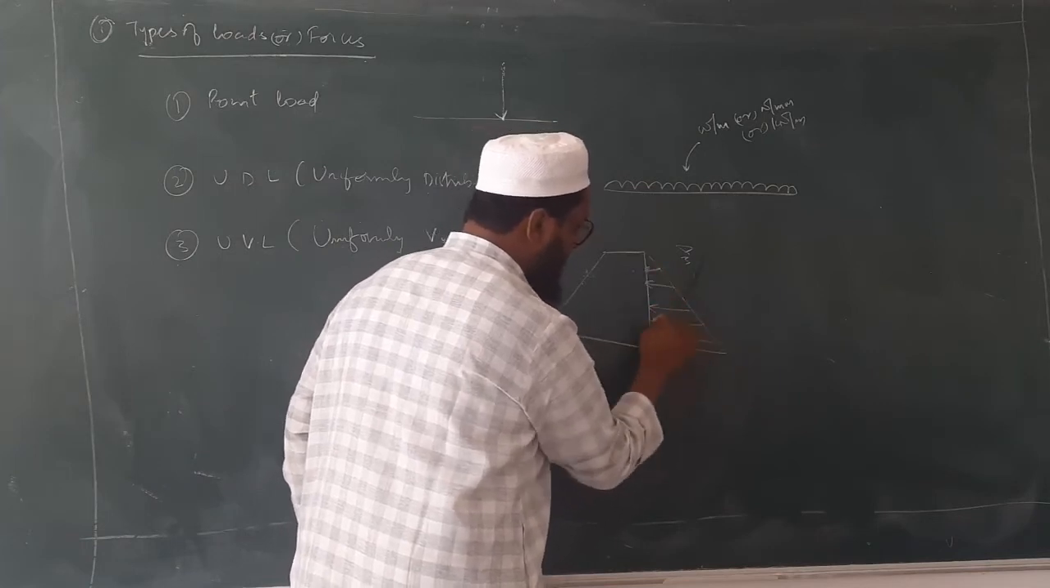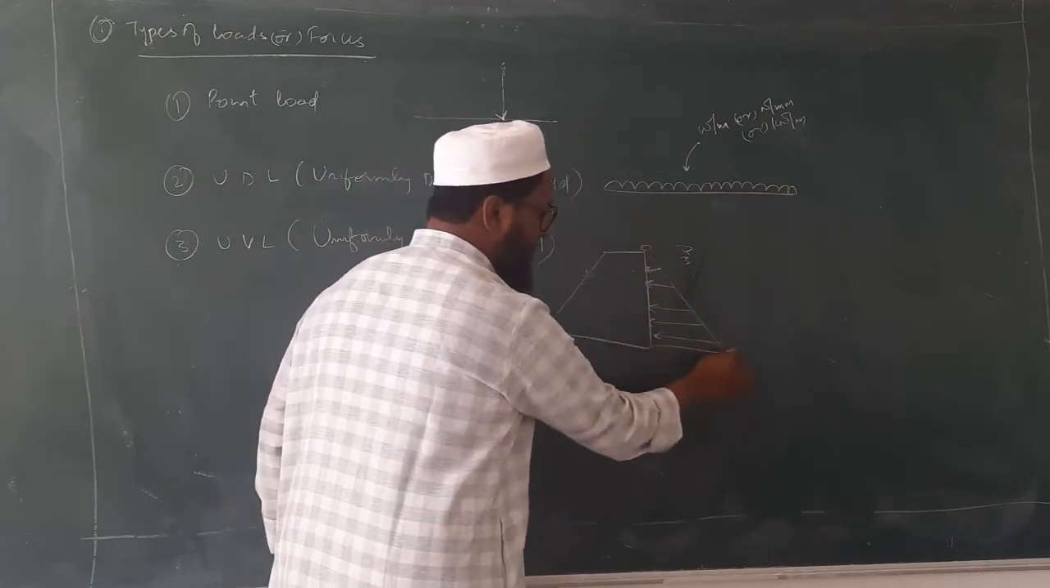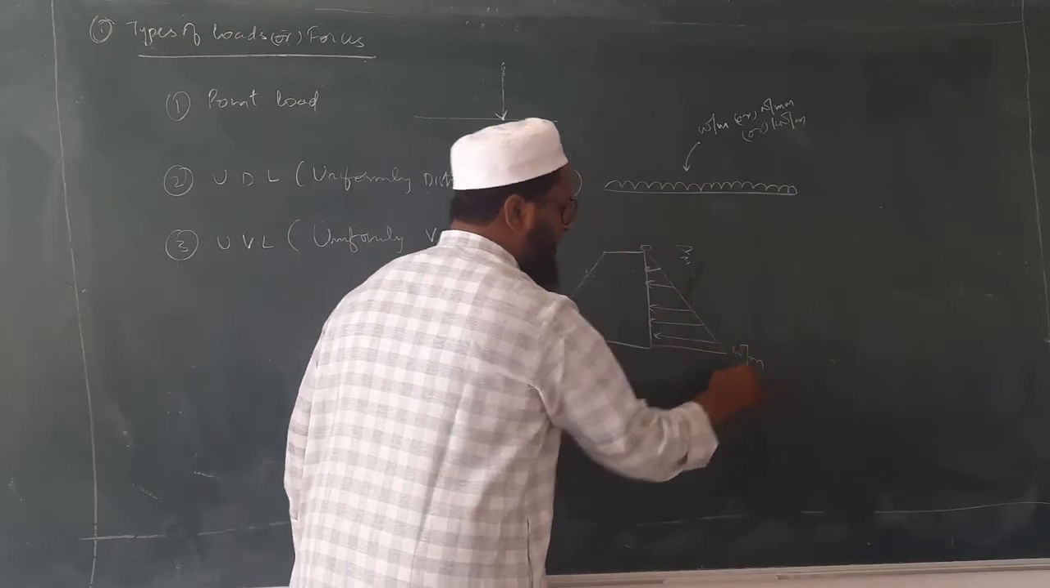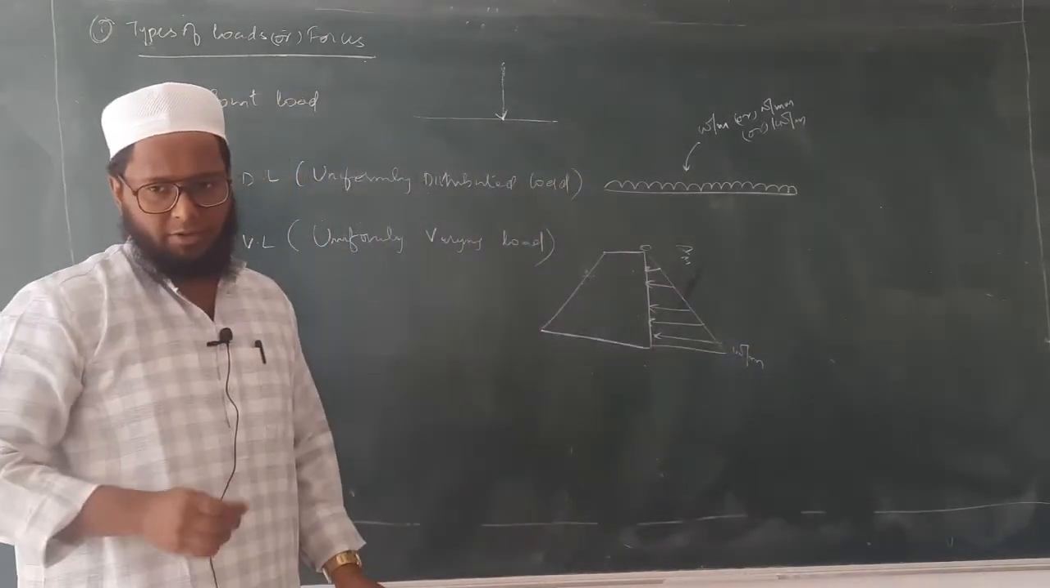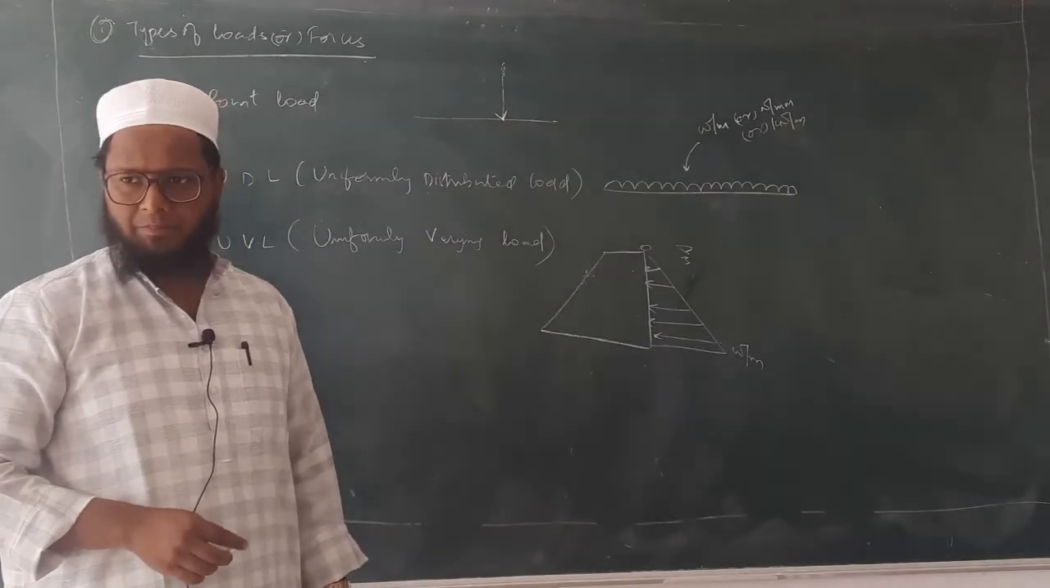This is the symbol of uniform. It will start from 0 to W per meter or kilonewton per meter, whatever it may be. Okay, able to understand? Yes.